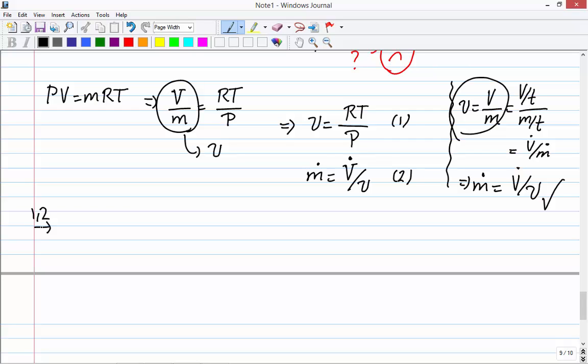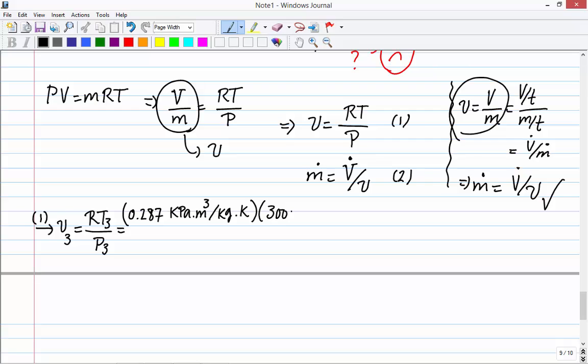So based on equations 1 and 2, we'll end up with this, that m dot equals, well, no, according to equation number 1, v at point 3 equals R T3 divided by P3, which equals 0.861 meters cubed per kilogram.